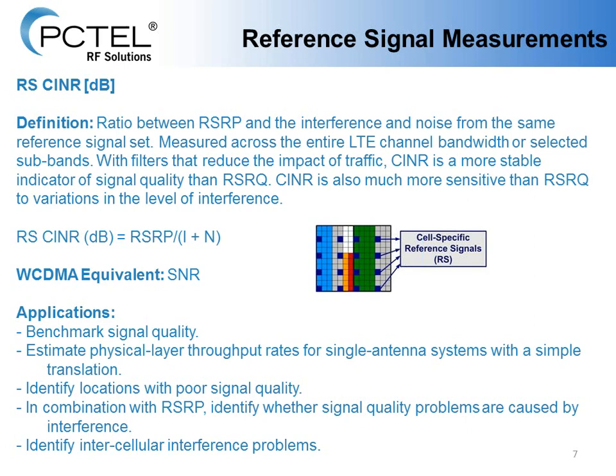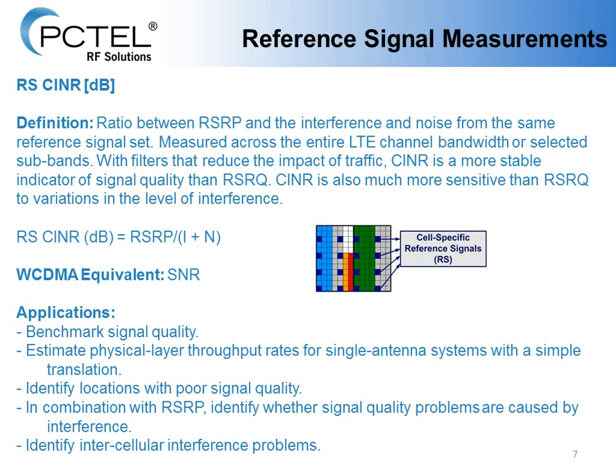The reason why this is really important is because you can benchmark signal quality with this. You can actually use it as an estimate for some of the physical layer throughput rates for single antenna systems by doing a simple translation. And you can identify signals that are poor quality, and in combination with RSRP, you can determine whether the signal quality problems are caused by interference and noise or not, and identify intercellular interference problems. So this is a very, very important measurement.